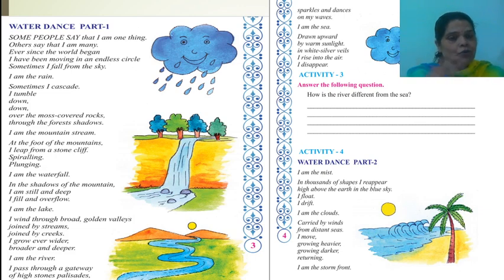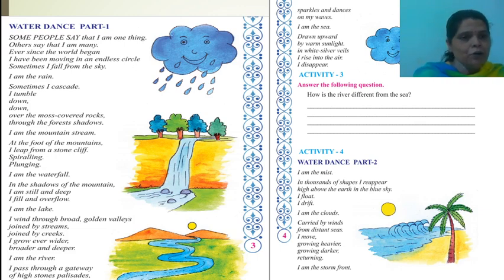Then I rise into the air and I disappear. So I become water vapor. You may remember your water cycle. What happens in the water cycle? The water is drawn upwards by the warm sunlight. So here also it is the same thing. Here water is saying, I am drawn upward by the warm sunlight in the white silver whales. I rise into the air and I disappear. जब मैं air पे चली जाती हूँ, then I automatically disappear and I become the water vapor.